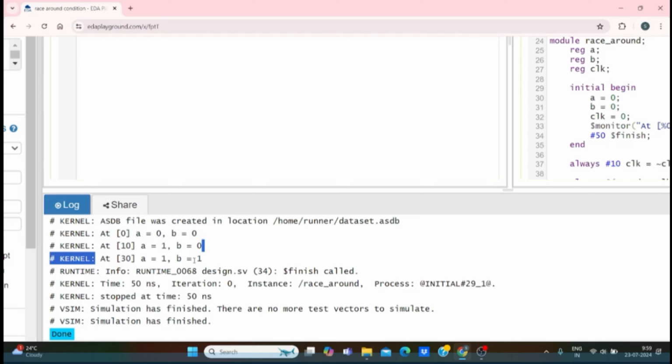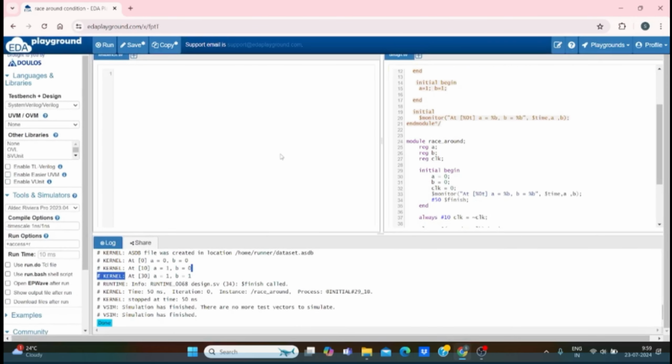That is why when you are aiming for assignments that you need to have at this particular time only, then you have to go for non-blocking assignments. Okay, hope you got the idea, like how we are avoiding the race around condition in case of non-blocking assignment. Okay, got my point. So this is all for today. In the next video we will be talking about some more interesting topics.